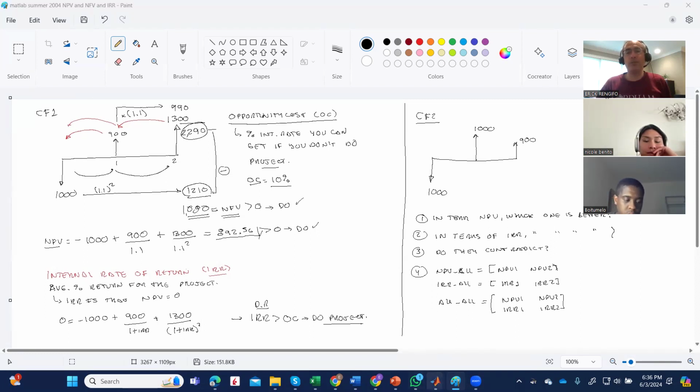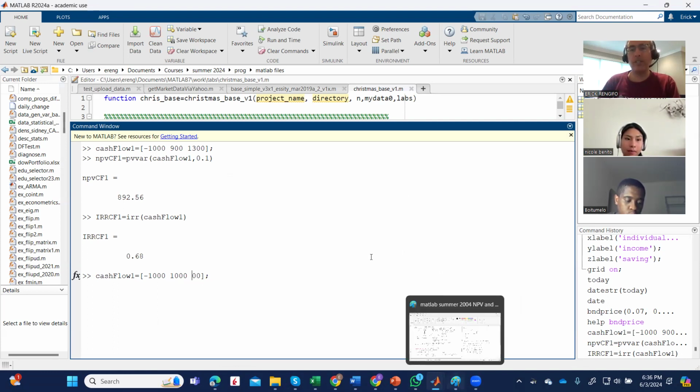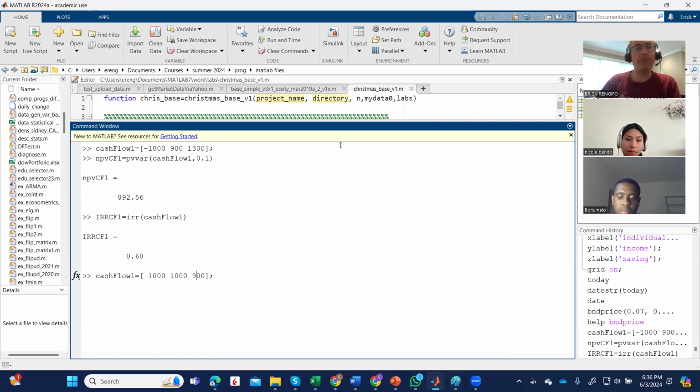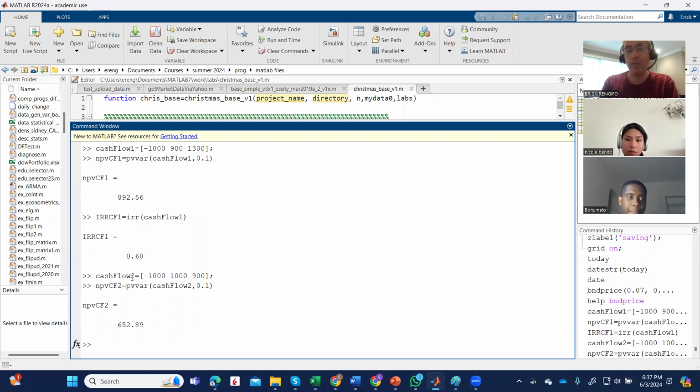So let's do this. I need to have my new cash flow. So I will simply do new cash flow. 1,000 is the first cash flow, and what is the next one? 900. Okay, so let's call this cash flow 2. And then we can do the cash flow 2. That is going to use cash flow 2. So this is my net present value. And then let's compute my internal rate of return of cash flow 2.